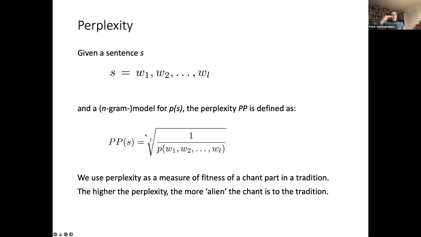So the higher the perplexity, the worse the fit into a corpus. We can use this perplexity as a measure of fitness of a chant part in a tradition.